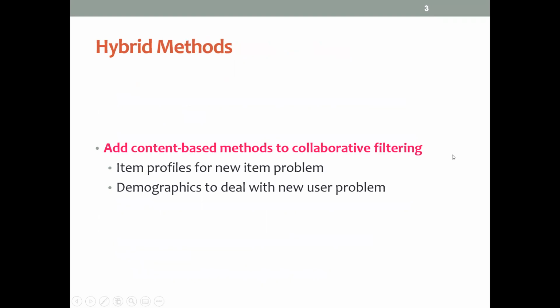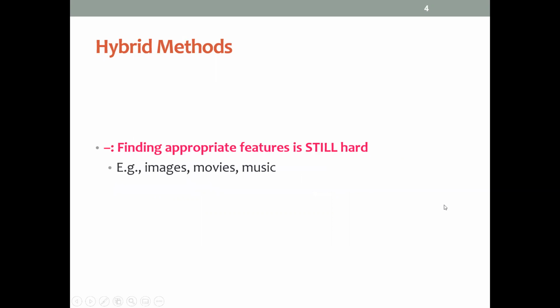Then we said that there might be a hybrid approach that tries to add content-based methods to collaborative filtering methods. Basically, we are trying to get the best of both worlds. For example, we can incorporate item profiles so that we can solve the new item problem, or the item cold-start problem. And we can incorporate user demographics information to deal with the new user problem, or the user cold-start problem. But even if we do this, finding the appropriate features is still difficult.